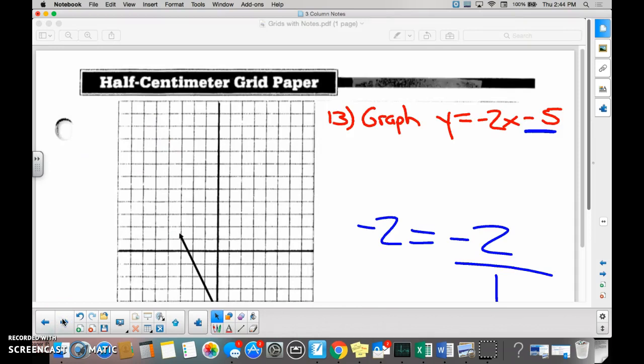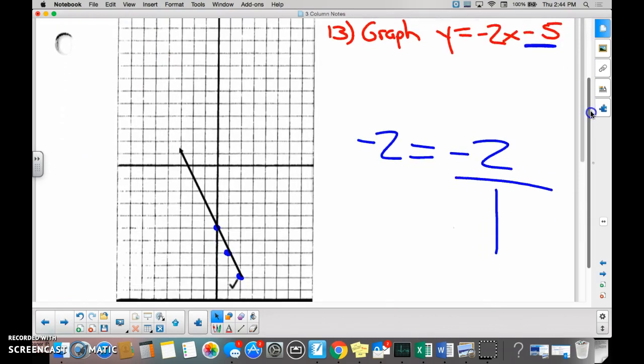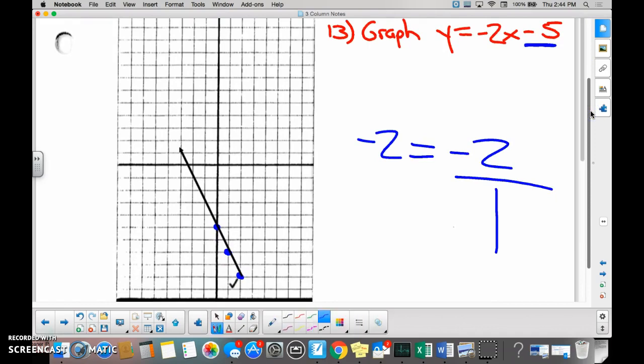Graph y equals negative 2x minus 5. Negative 2 is really negative 2 over 1. Should you always write that in there? I would. Some of you can put that down as your cheat sheet. Always write that in there so you know the rise and then obviously the run. Because negative 2 over 1 is the same thing as negative 2, right? Questions?